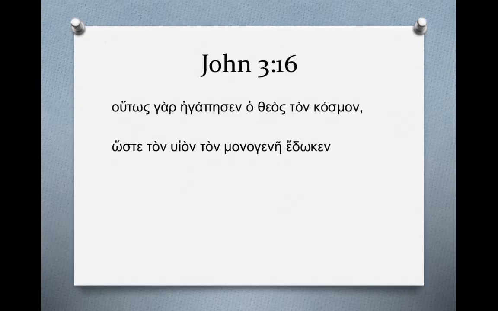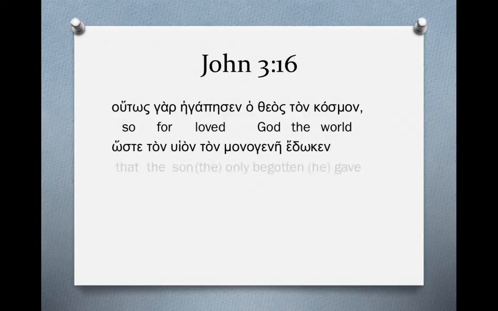Most of you will recognize John 3:16, or at least have it memorized. This is what it looks like in the Greek. Very literally, so for loved God the world, that the Son, the only begotten Son, that is, He gave. Houtos is so, and gar is for, agapesen is the word for loved, ho theos, literally the God. The Greeks used the article in more varying ways than we generally do in English. This ho theos, the God, refers to the one and only God. And ton kosmon, the world. Down in the second line, that the only begotten Son He gave.